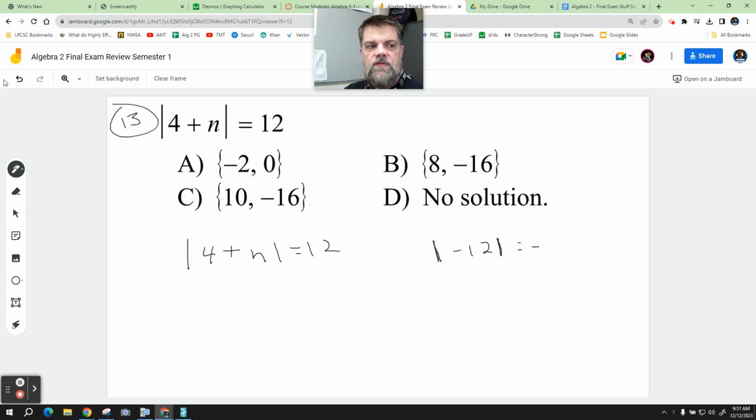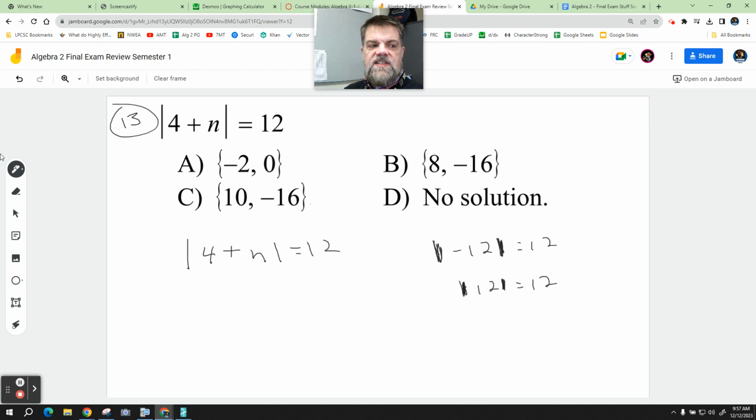If you take the absolute value of negative 12, that gives you 12. Or if you take the absolute value of actually 12, just 12, I'll draw this a little thicker so you can tell that these are my absolute value brackets. Both of these scenarios give you 12.